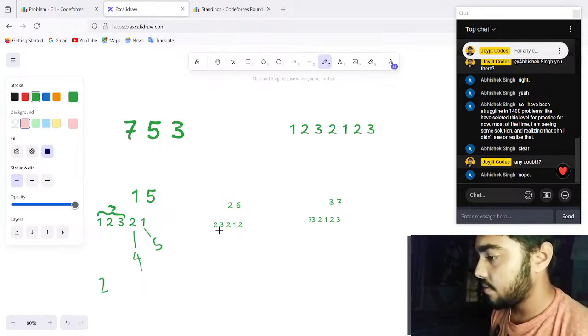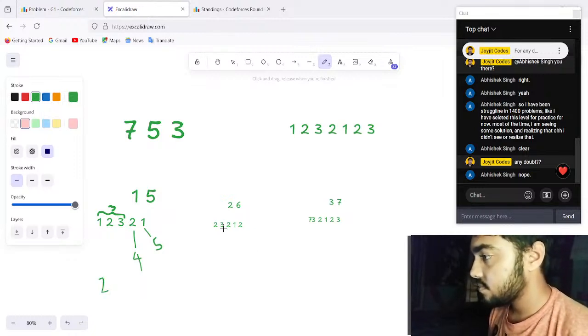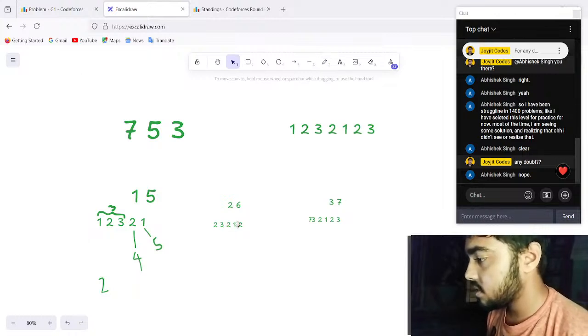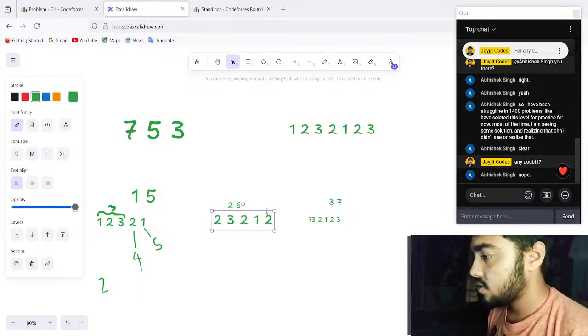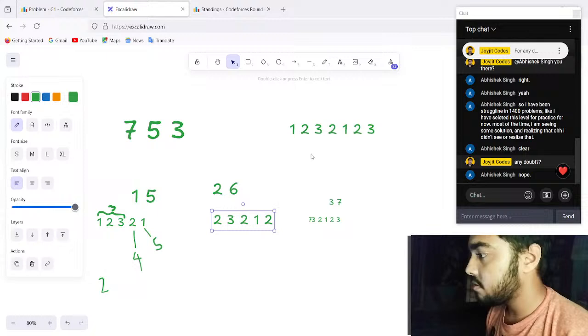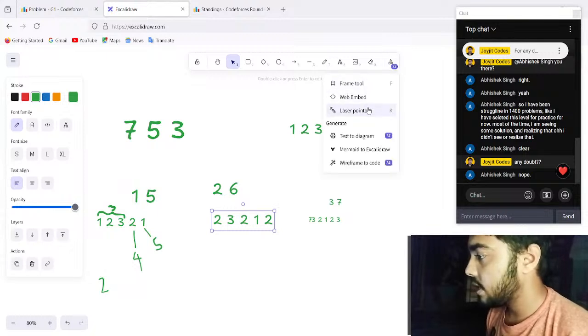Over here, if you look, first let me just increase the size. So this is for 2 comma 6. If you look at this, this 2 and 3, just let me use a laser.